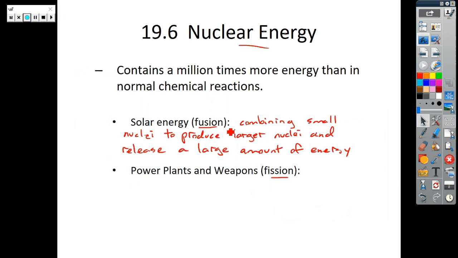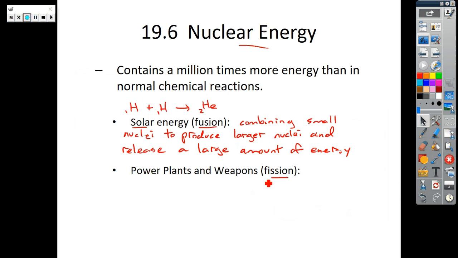That's fusion. Fusion's combining small nuclei. This is solar energy. It's what our sun is doing all day long. Our sun all day long will combine hydrogen and hydrogen to make helium, basically. Remember, hydrogen's element number 1. It makes helium. Now it can make an unstable version of helium that tends to go through a beta process, but I'm not going to get into that.